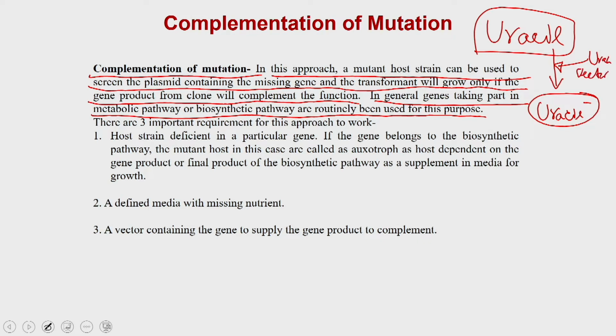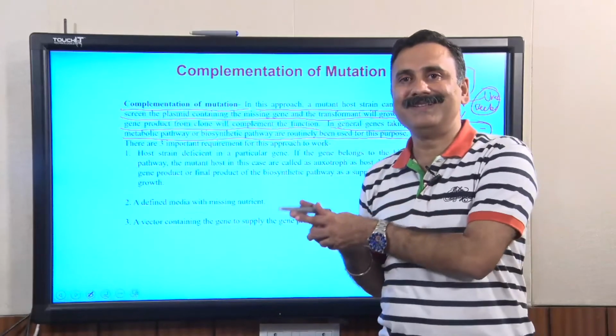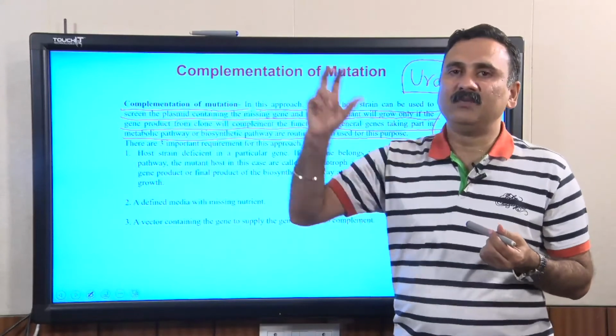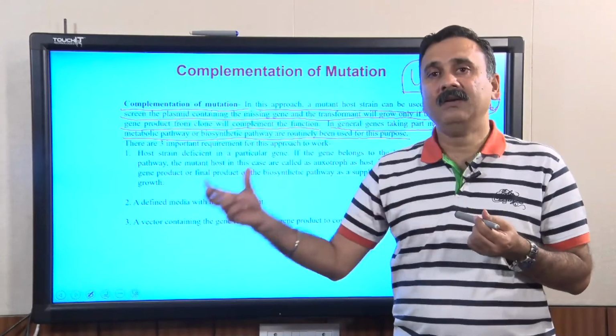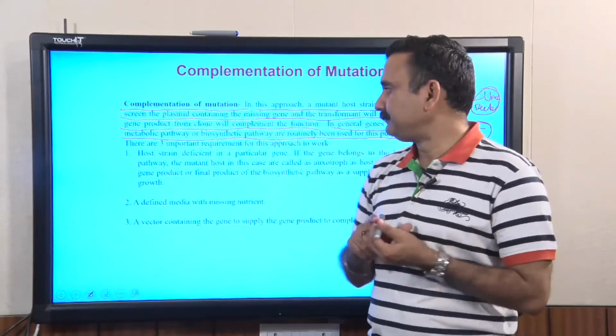So, if you supply the gene by the vector, this particular recombinant transformed host will grow onto the uracil minus media, but onto a normal media which contains the uracil, the host strain will grow normally. So, in these cases you are going to have the host strain which is deficient in that particular gene or that particular enzyme, and that enzyme you will supply by the externally supplied vector.